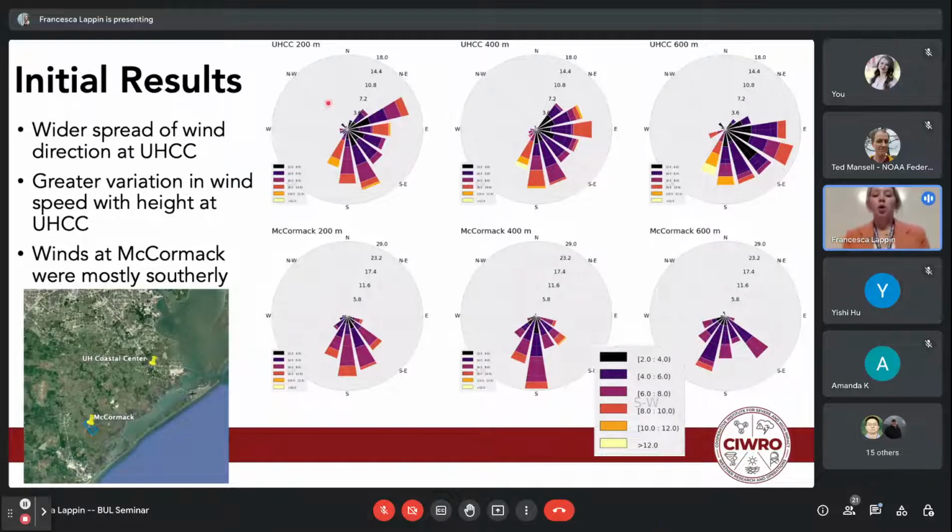And this large easterly component really just has to do with its proximity to the bay. So you're getting some of that Bay Breeze influence at the coastal center more than the McCormick site. And you can also see that there's a little bit more variation in the wind speeds with height at the coastal center, which is most likely due to the increased surface roughness at the coastal center compared to McCormick, which was pretty homogeneous and flat and close to the water. But overall, at McCormick, predominantly southerly flow. If the flow had really any strong magnitude, it was coming from the south or somewhat southwest.